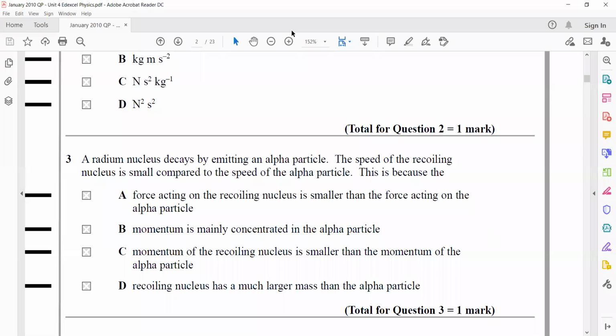A radium nucleus decays by emitting an alpha particle. The speed of the recoil nucleus is small as compared to that of the alpha particle. This is because, what is the reason why the recoil nucleus is having a smaller speed compared to the alpha particle? What could be the answer? A, B, C, or D?